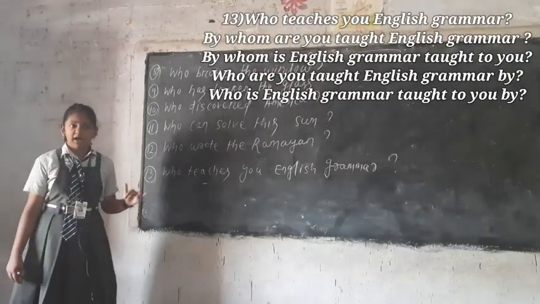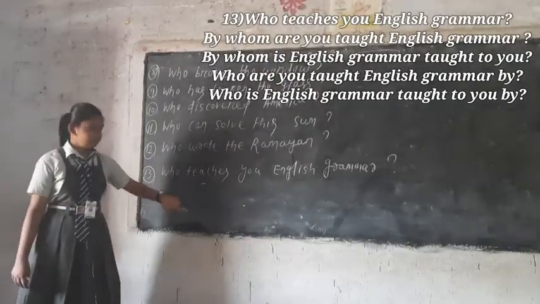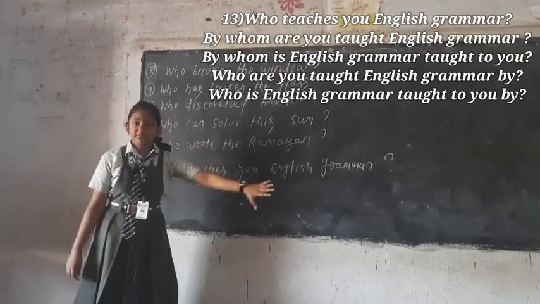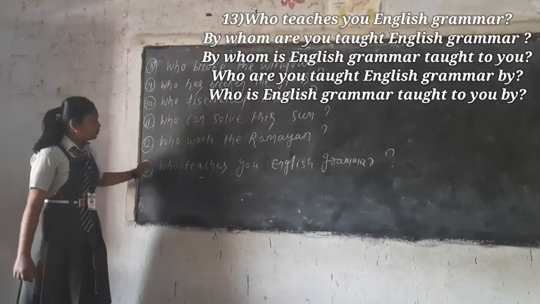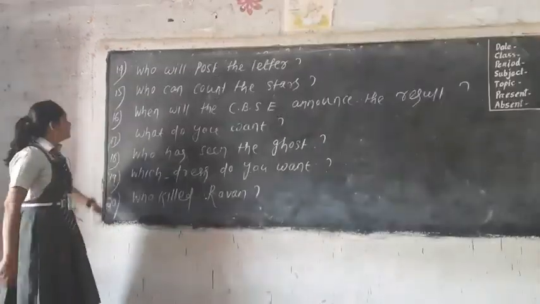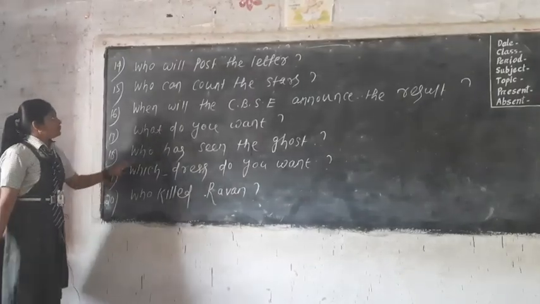Next one, having by at the end of the sentence. Who are you taught English grammar by? And who is English grammar taught to you by? Now let us come to other examples.